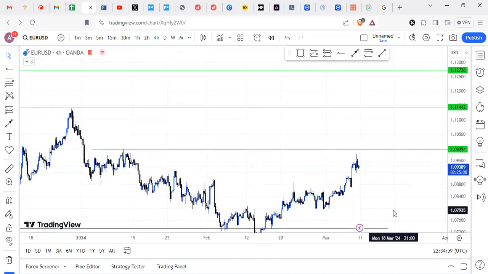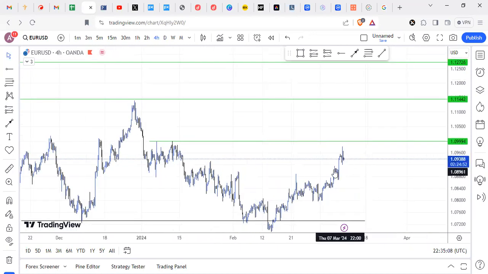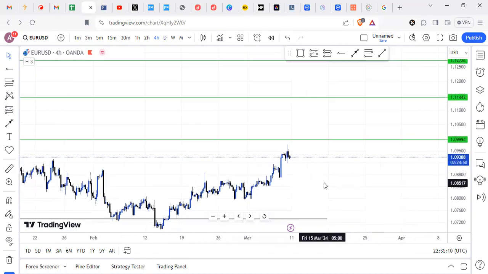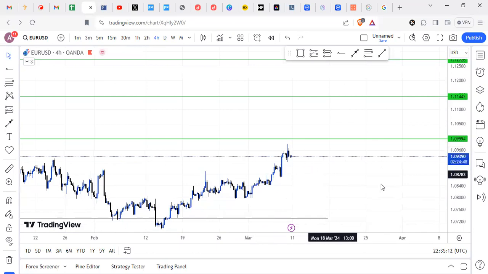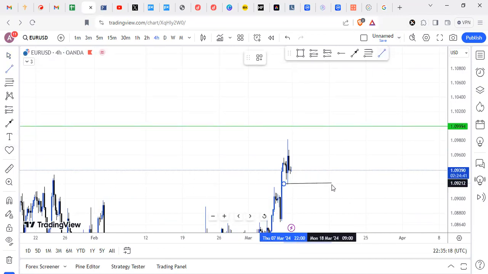So what is my game plan? How do I intend to take advantage of this move if it's going to happen? What I intend to do is to just wait to see price come back down, take out some liquidity below, and then give some indication that it wants to buy, then I look for an entry. So the liquidity I'm going to be looking at is this week right here.